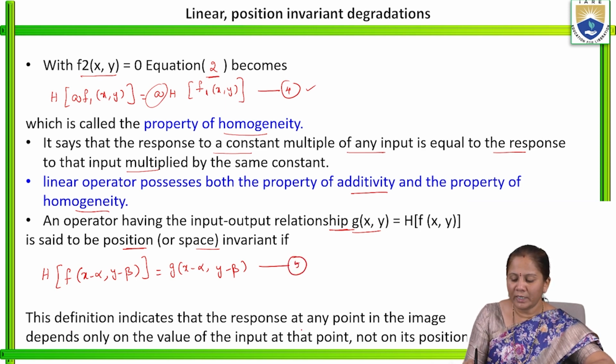This definition indicates that the response at any point in the image depends only on the value of the input at that point, but not on its position. So equation 5 indicates the shifting value is dependent only on the value but not its position.